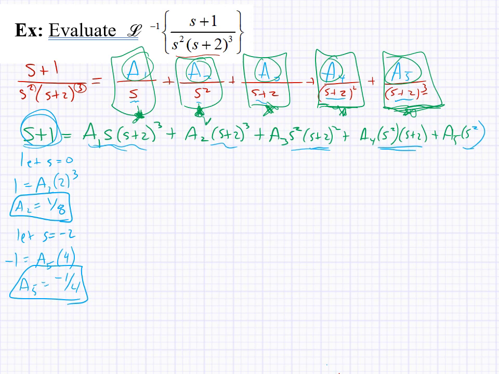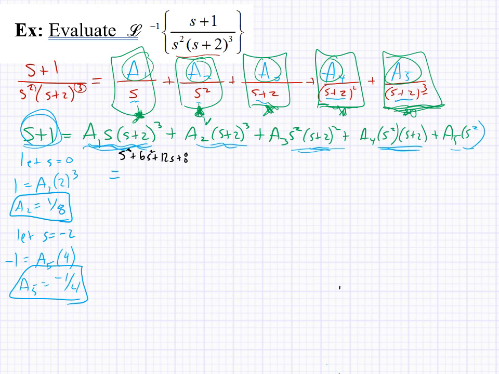We could do a system of equations and try and use linear algebra, or the other option is to just multiply everything out and set up a system that way. I like multiplying the right side out completely and then doing what I call the equal parts method. So if I start multiplying this out, first off, (s+2) cubed is s cubed plus 6s squared plus 12s plus 8.